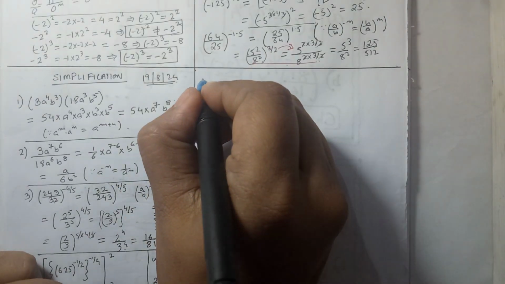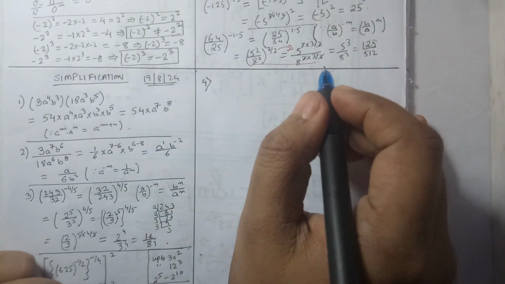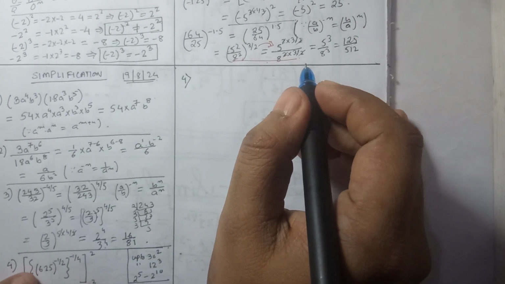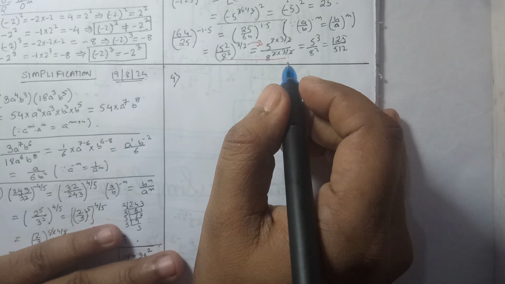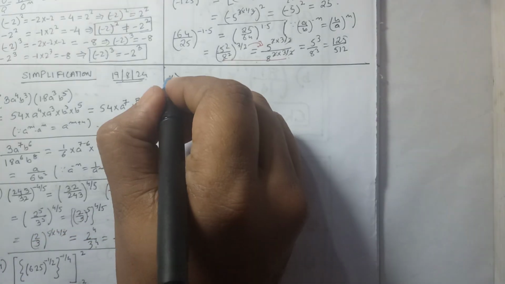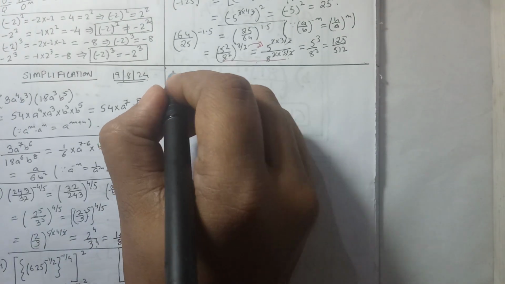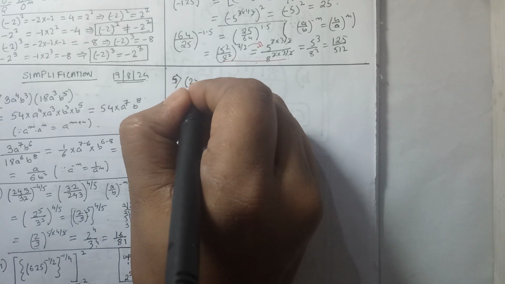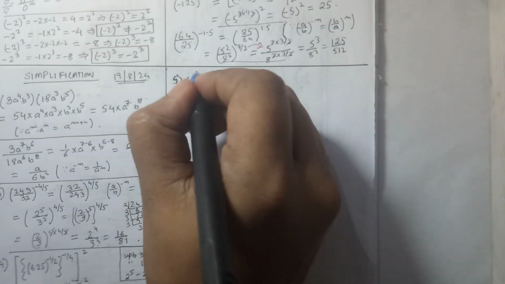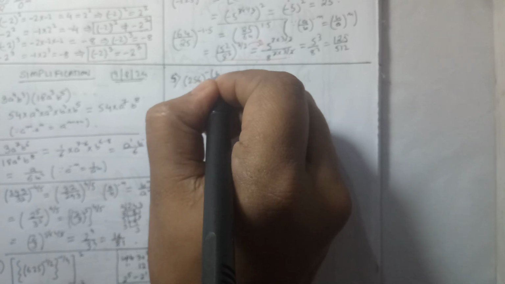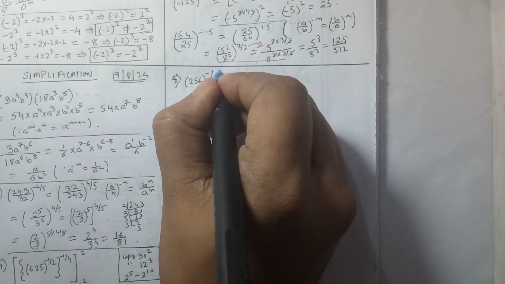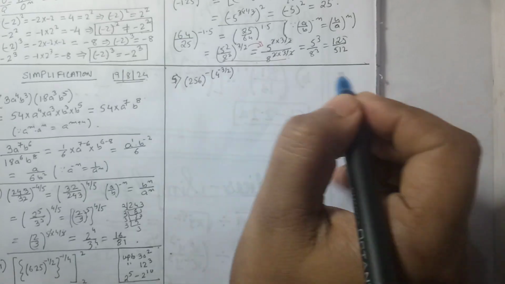Moving to the 4. What does 4 say? Now 5. Question number 5. 256 to the power of minus 4 to the power of minus 3 by 2.